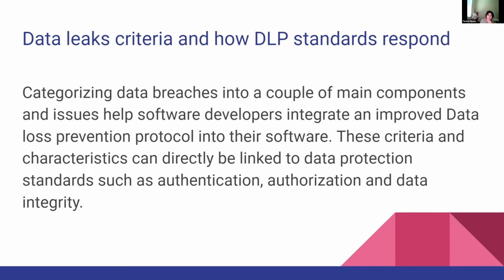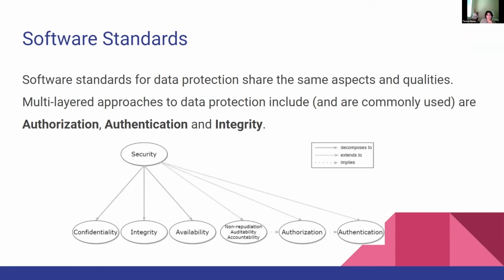Categorizing data breaches into a couple of main components and issues helps software developers integrate an improved data loss prevention protocol into their software. These criteria and characteristics can directly be linked to data protection standards such as authentication, authorization, and data integrity. So software standards for data protection include very multi-layered approaches for security. They also can be called confidentiality, availability, auditability, accountability, etc.